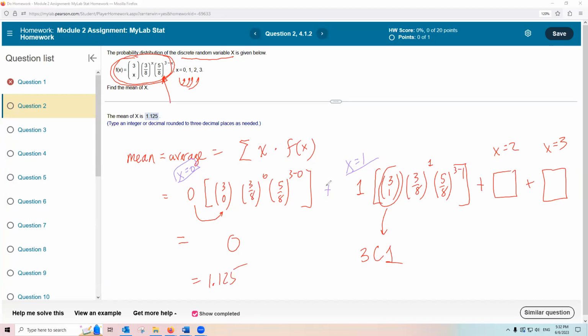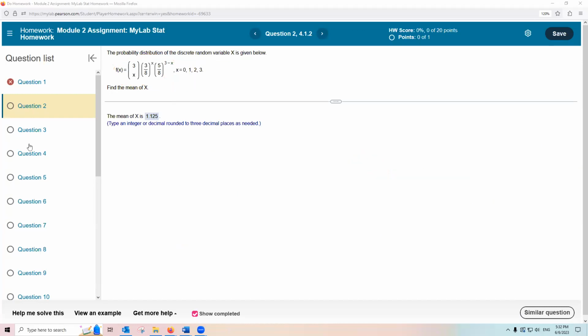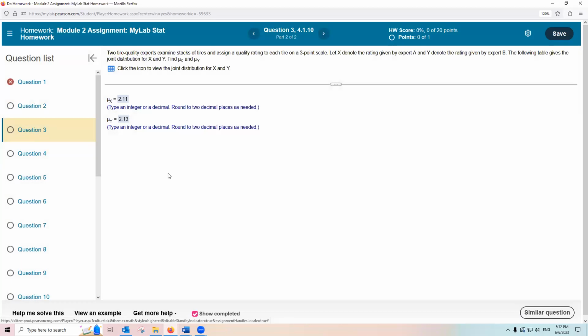All right, let's go to a different one. Let's go to number 3. Number 3 is telling us that 2 tire quality experts examine stacks of tires and assign a quality rating to each tire on a 3-point scale.